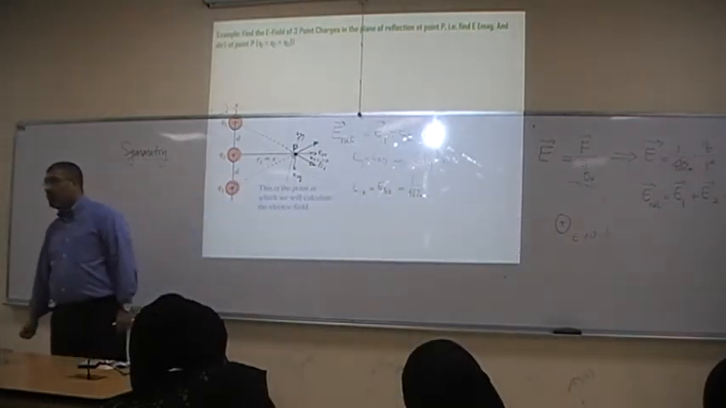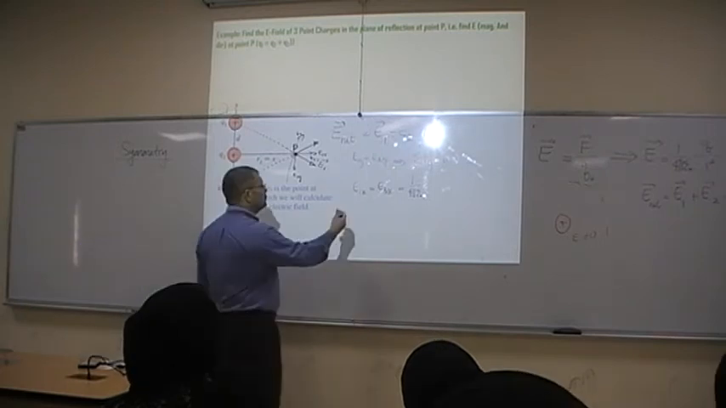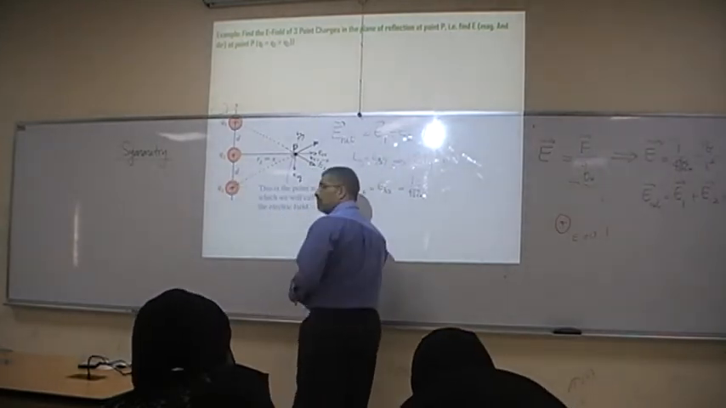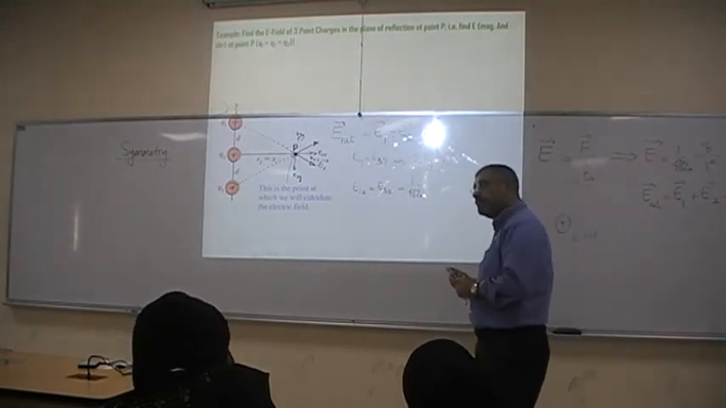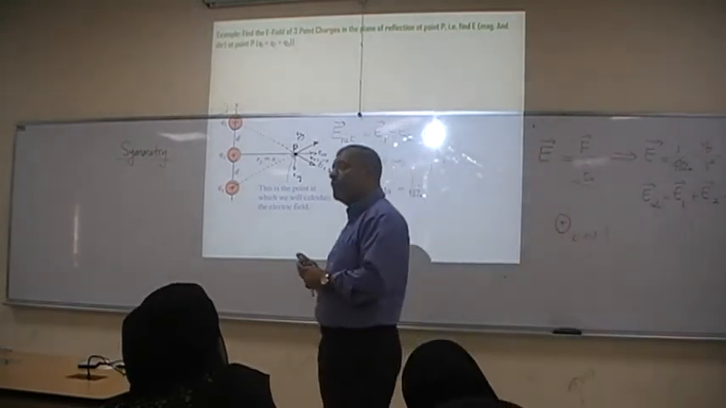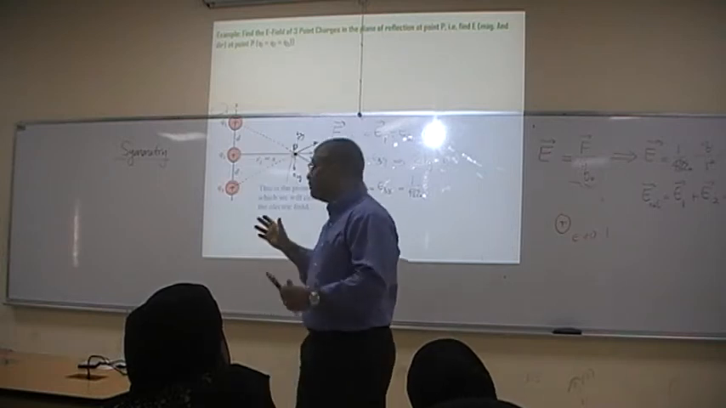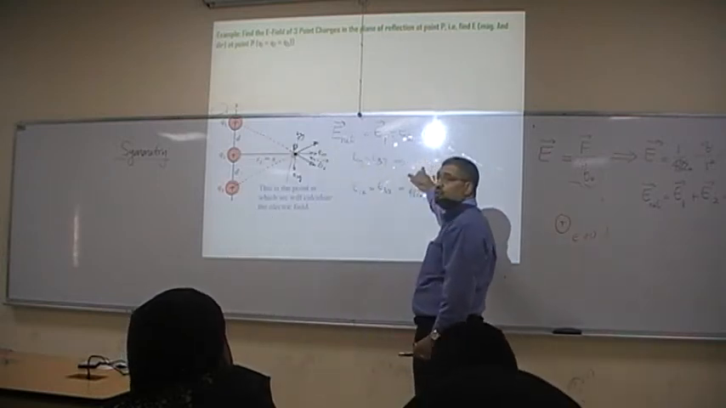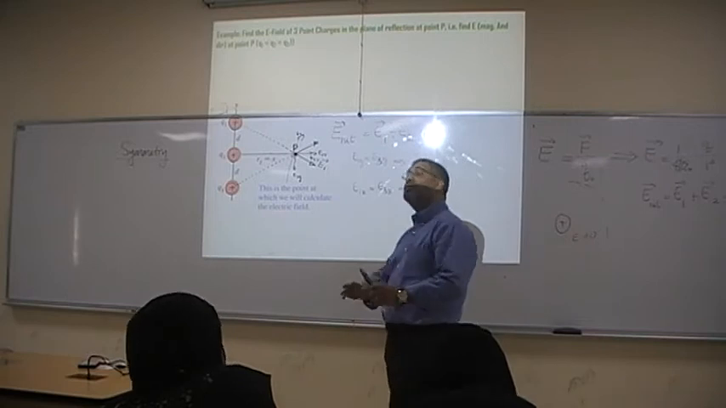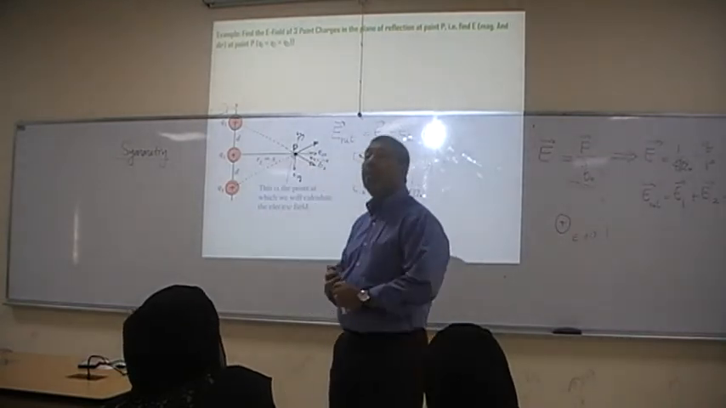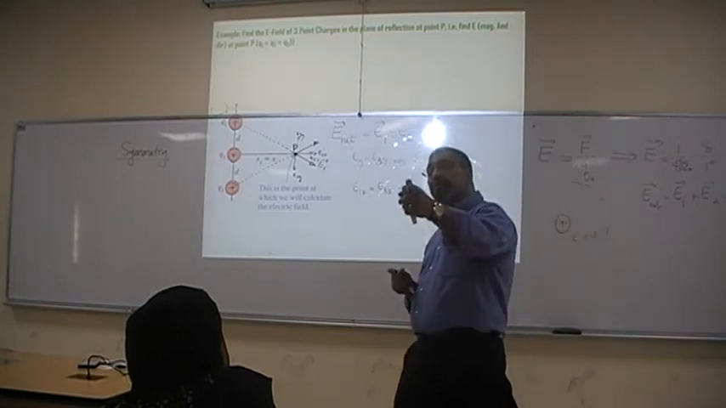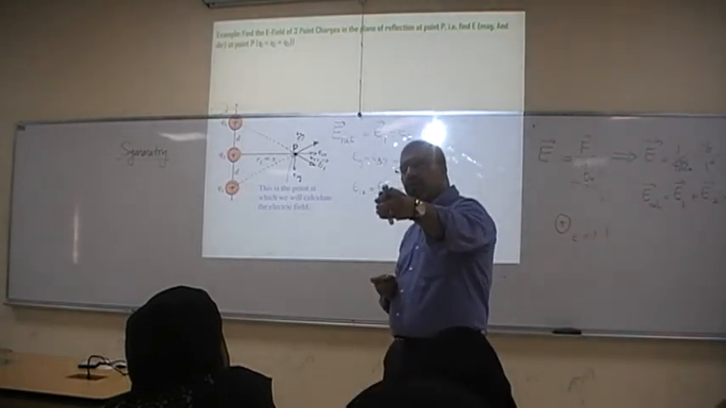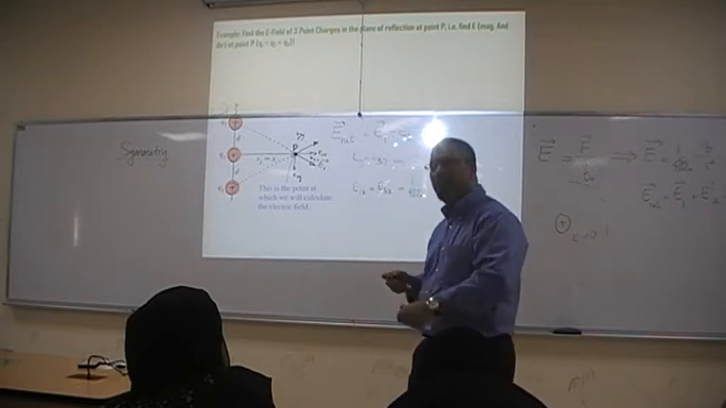E1Y is equal to E3Y, sorry. Thank you very much. I said E3 and I wrote E2. If they're not equal, E3Y and E1Y will not cancel out. If the magnitude of the charges are not equal, then they will not cancel out. Somebody had a question earlier. Oh, okay. Thank you very much.